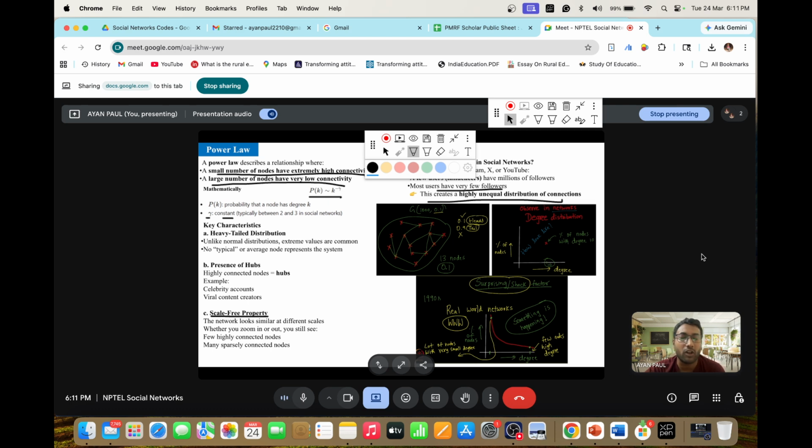So this is what we have studied in the first slide about power law in social networks. A small number of nodes have extremely high connectivity and a large number of nodes have very low connectivity. This is what power law suggests.